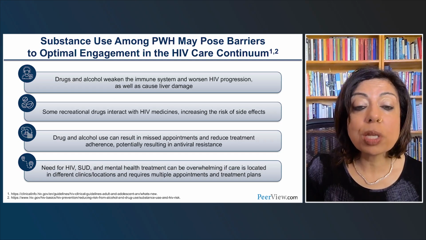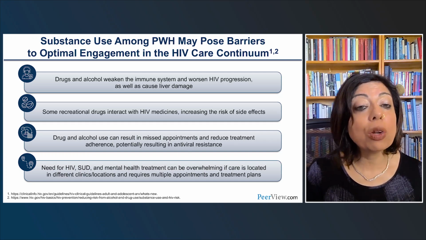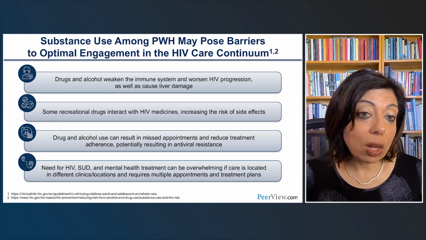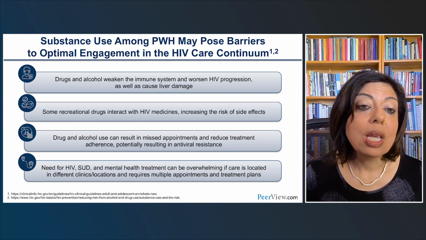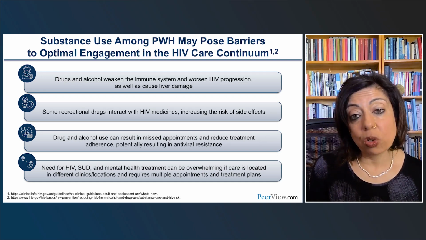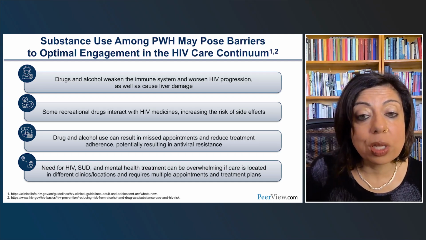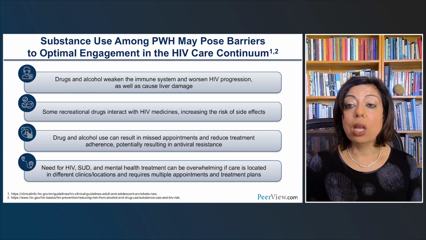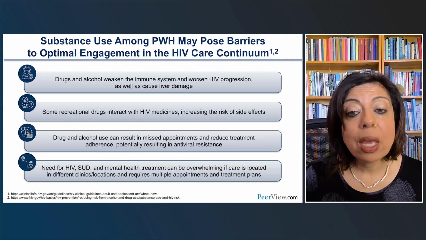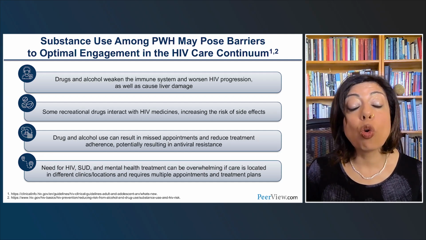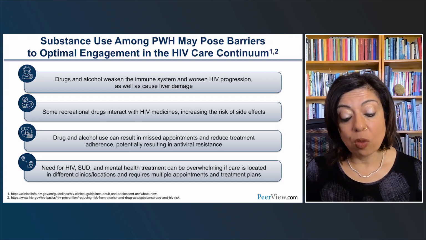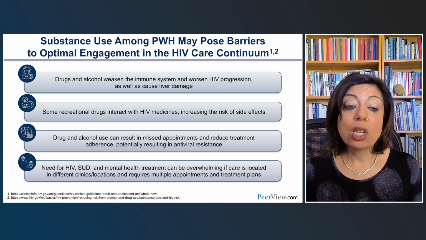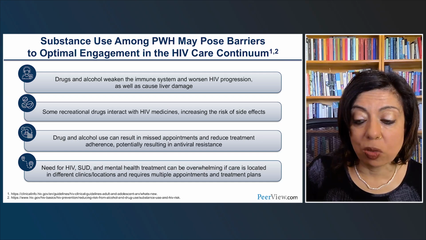Receptive syringe sharing is less risky than distributive syringe sharing, but all of these can lead to forward HIV transmission. In terms of further engaging in the HIV care continuum, how does substance use work to disrupt care in those living with HIV? Well, drugs and alcohol weaken the immune system and worsen HIV progression. They can cause liver damage, certainly with alcohol. Some recreational drugs actually interact with HIV medications, increasing the risk of side effects. Drug and alcohol use can result in missed appointments and reduced treatment adherence, potentially resulting later on in antiviral resistance. And it can be overwhelming to need these overlapping services for HIV, substance use disorder, and mental health treatment if those are not co-located. Having them all in one place can really help with engagement and care.